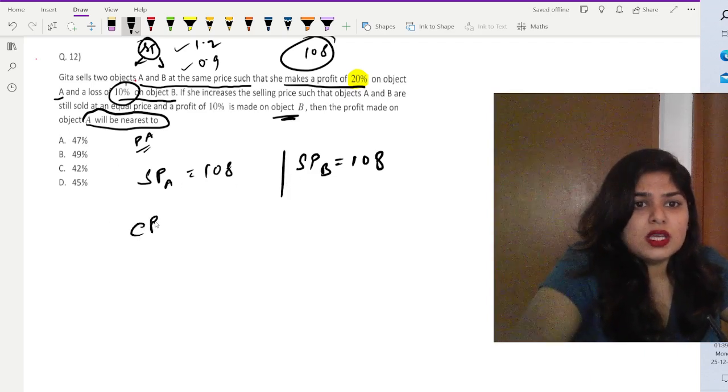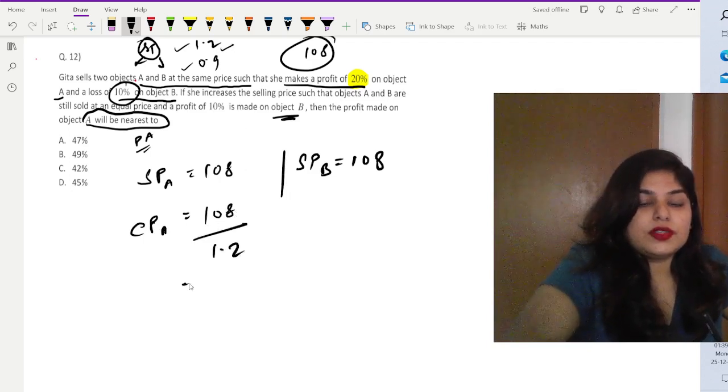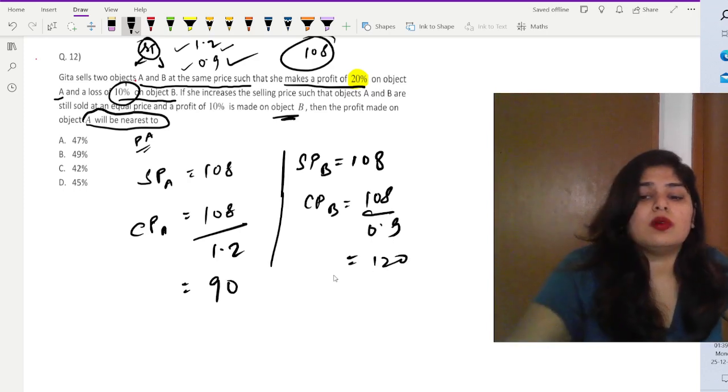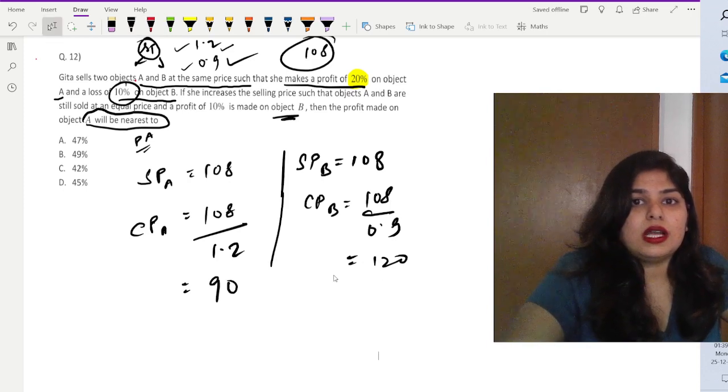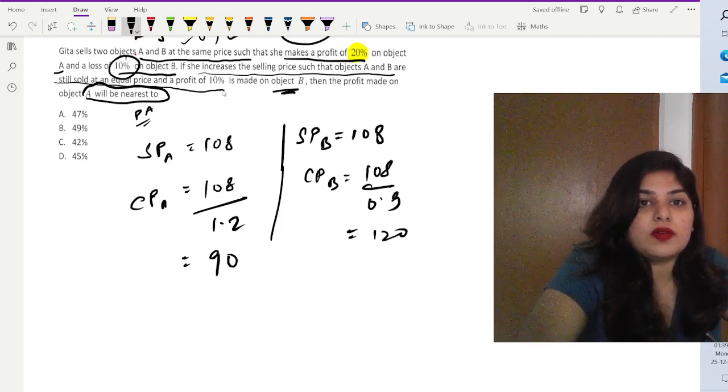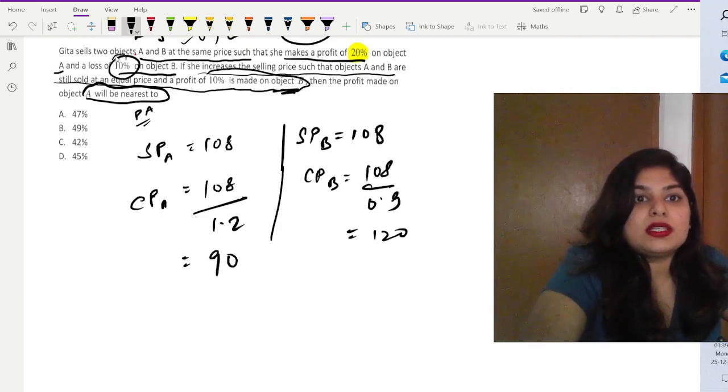Now, what is the cost price? The cost price is the selling price divided by the factor, that is 108 by 1.2, which is equal to 90, and the cost price of B is equal to 108 by 0.9, so that is 120, correct? Now, it is said that if she increases the selling price so that objects A and B are still sold at an equal price and a profit of 10% is made on object B. So previously there was a 10% loss, now there is a 10% profit.